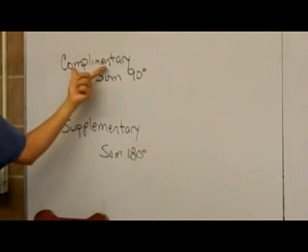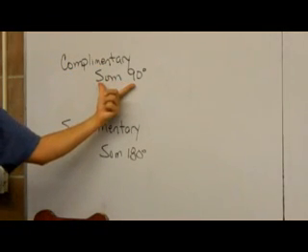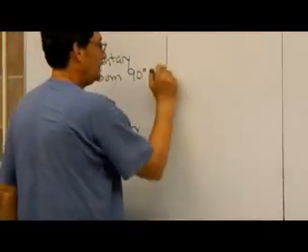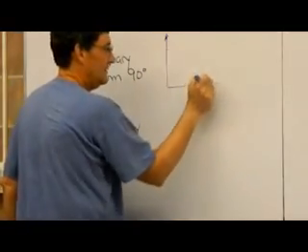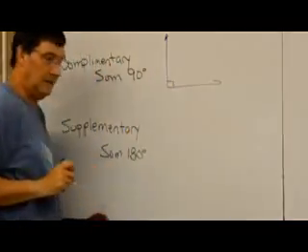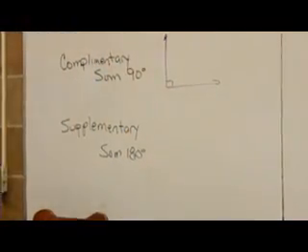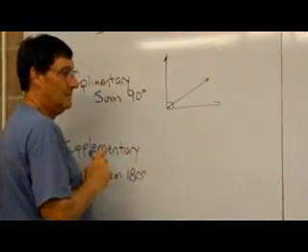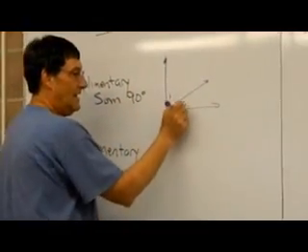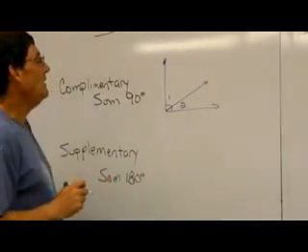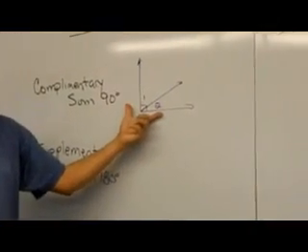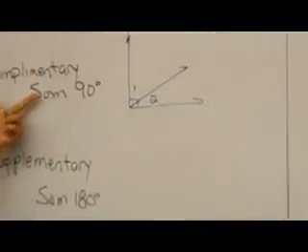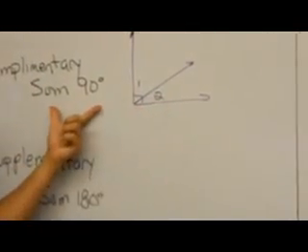A complementary pair of angles is going to be two angles whose sum is 90 degrees. What that means is that if I have the right angle symbol here, meaning I have a right angle, and I have two adjacent angles, angle 1 and angle 2, I'd be able to make a statement that angle 1 and angle 2 are complementary, because their sum is 90 degrees.